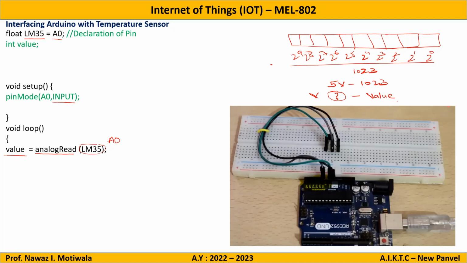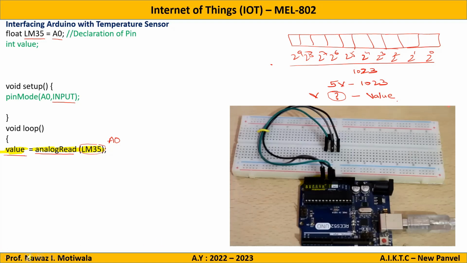So if 5 volt is corresponding to 1023, how many volts will be corresponding to the value which is read by this statement? We have written this statement, value is equal to analogRead LM35. Whatever value is read here, we have to convert this value into voltage by using this concept which I have explained just now.